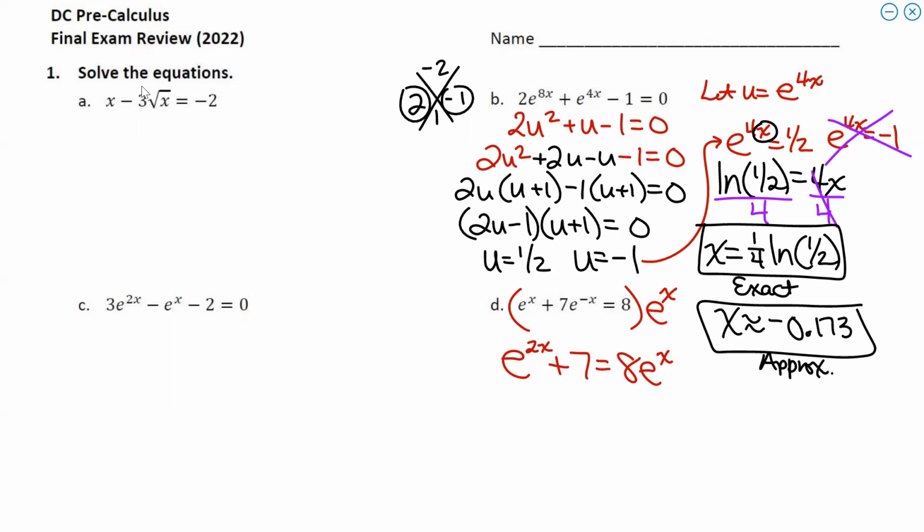X is less than or equal to 2. I have a vertical line at 2 here. This one is going to be solid because it does have that or equal to with it. Since it's less than, it would be shaded in this direction.